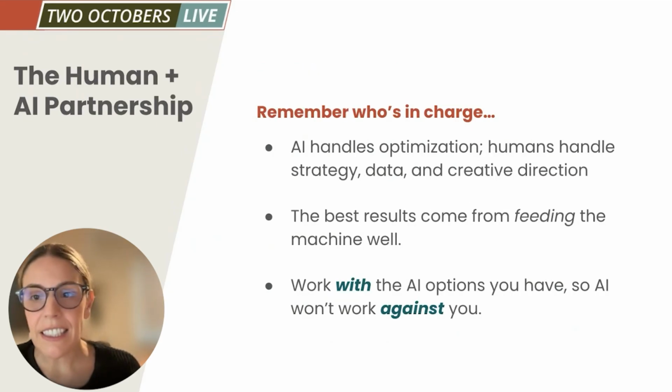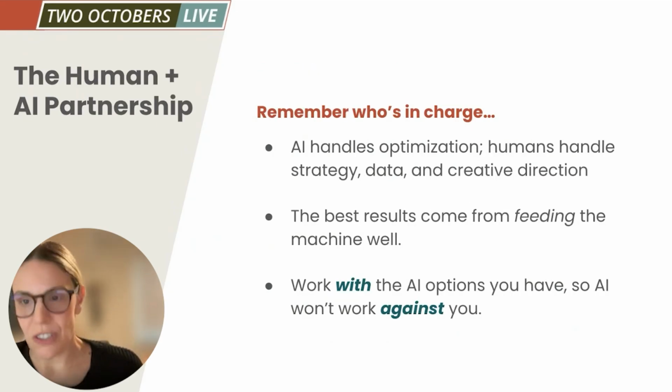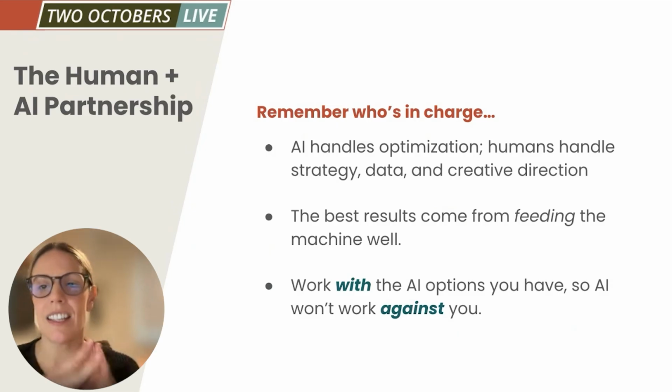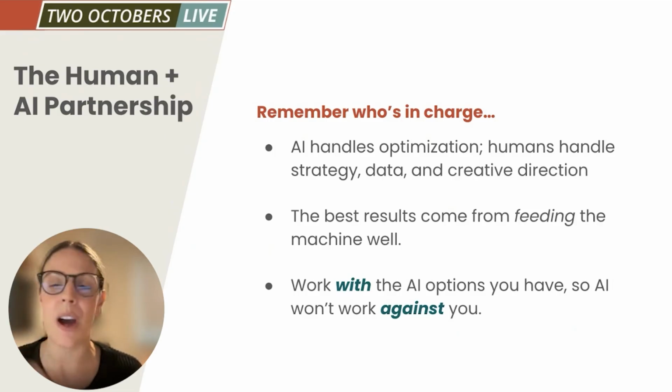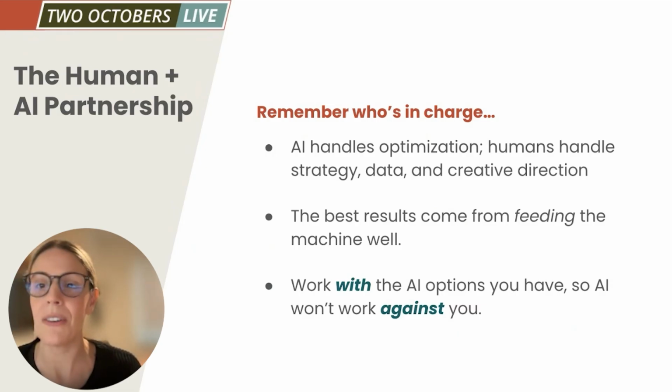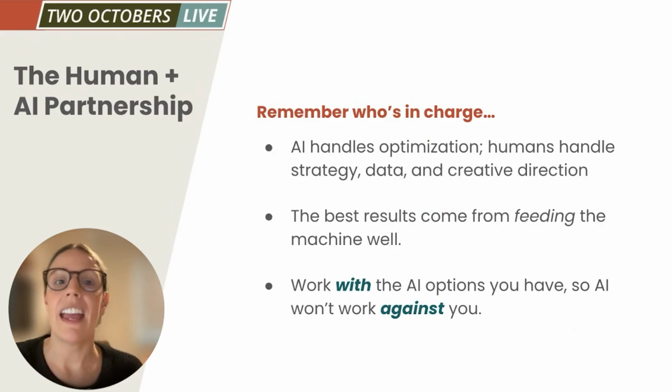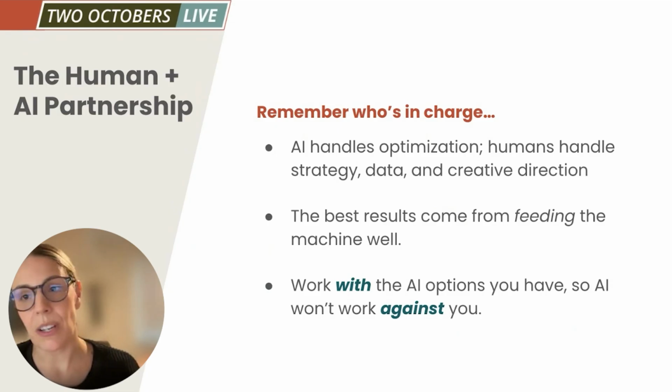And then finally, remembering who's in charge. So you are always in charge, even though you're working with AI, there is this synergy, this human and AI partnership that has to happen for it all to work. AI is not going to upload your lists for you. AI is not going to upload your creative for you unless you give it that direction. AI handles optimizations. Humans handle strategy, data, and creative direction.